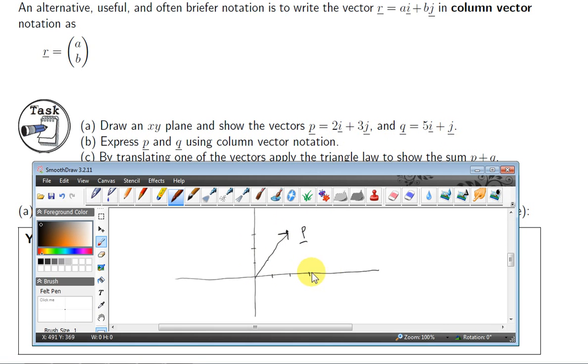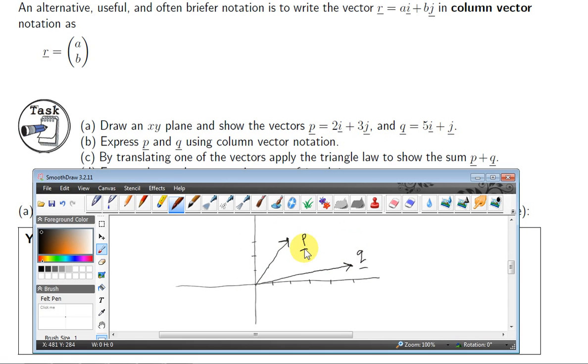Vector q is 5i plus 1j. So we plot the point 5, 1 and draw in the vector. Now if we want to write p as a column vector, we would write 2, 3. And q as a column vector is 5, 1.